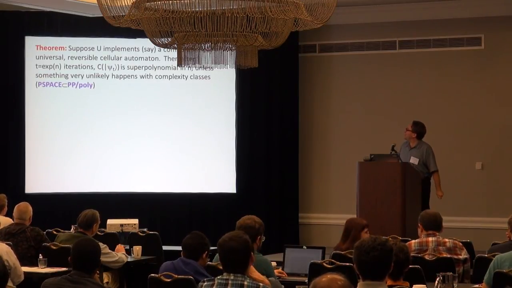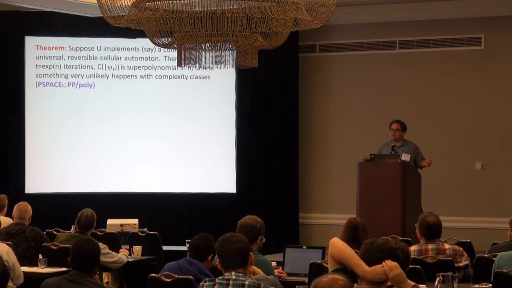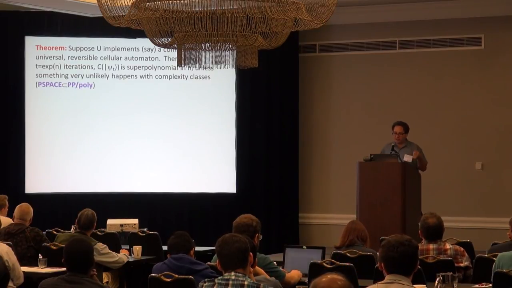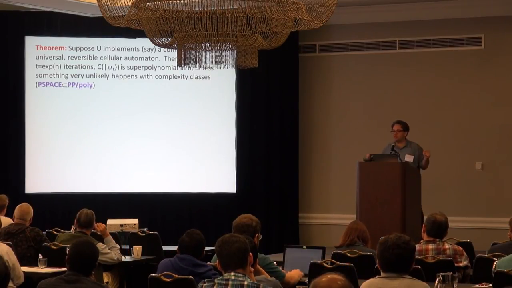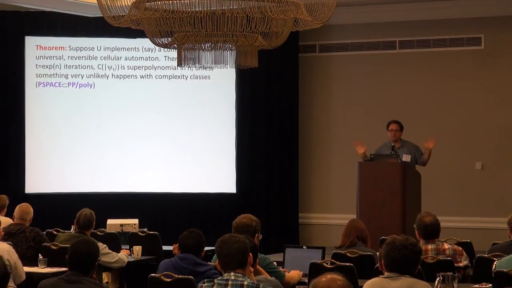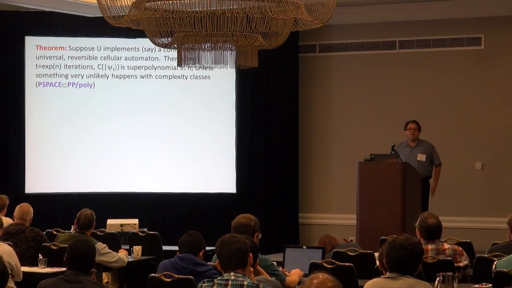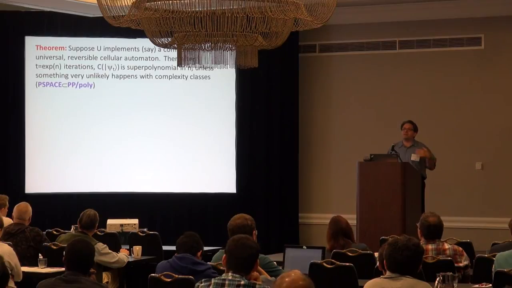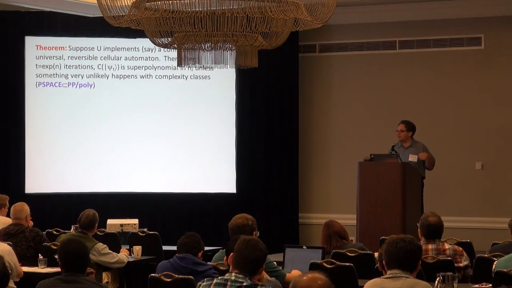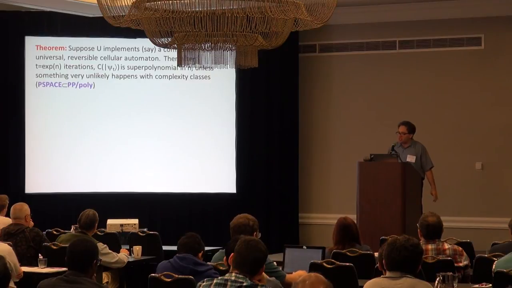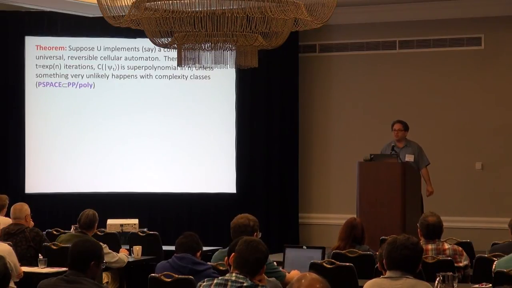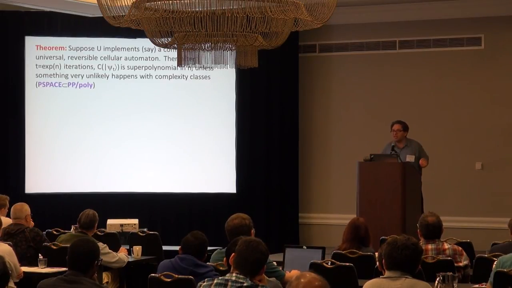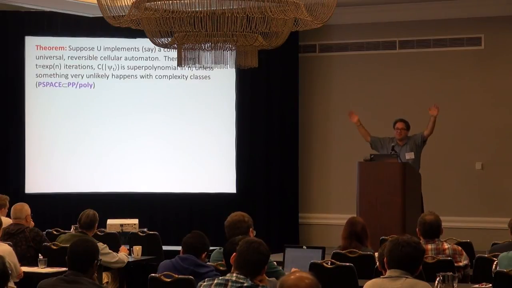So here's the theorem that we have. Suppose that U, the unitary that we keep applying, implements, let us say, a computationally universal reversible cellular automaton. Okay, and this can just be a classical cellular automaton. That's fine. I think some of the physicists conjectured that what would be relevant would be if this unitary implements chaotic dynamics or something like that. But what I actually needed to prove this theorem was just computational universality. Okay, it's clear that we need some condition on U, right? If U were the identity matrix, then it's not going to generate any complex states.